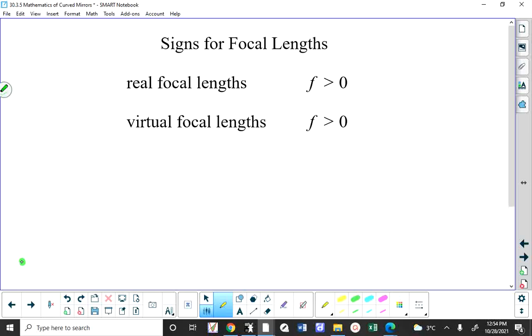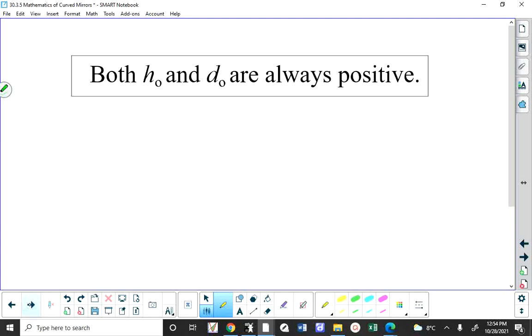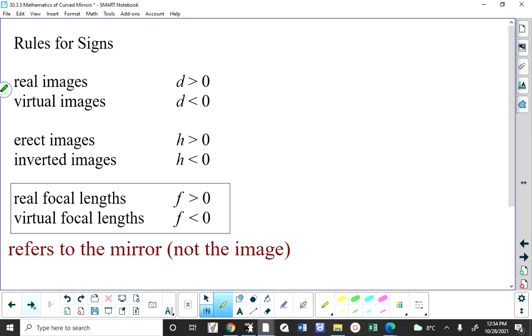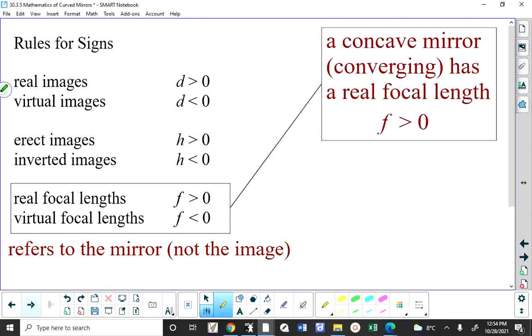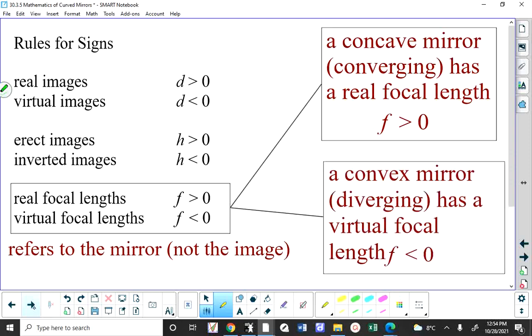Can this mirror produce real images? Yes. Can it produce virtual images? Yes. Regardless of the type of image this produces, the focal length is positive. It's got nothing to do with the image. It's a property of the mirror. So putting this all together, when you talk about focal lengths, and I'm just showing you this in a number of different ways, this isn't all in your notes, this refers to the mirror, not the image. A concave mirror has a real focal length. It actually does converge light to a point. Whereas a convex mirror, which I call a diverging mirror, has a virtual focal length.